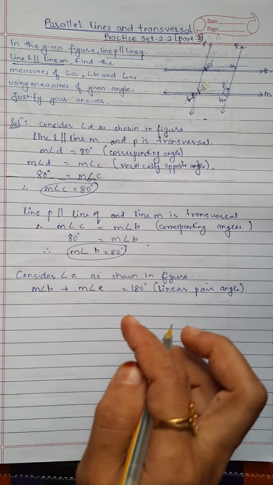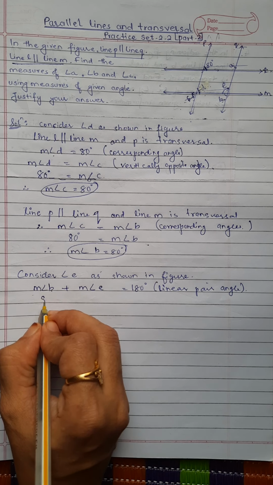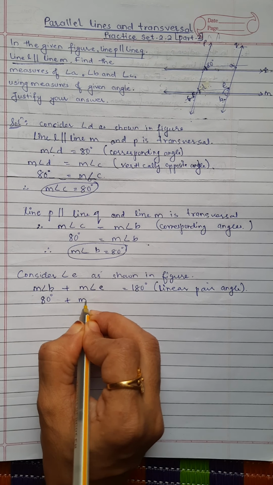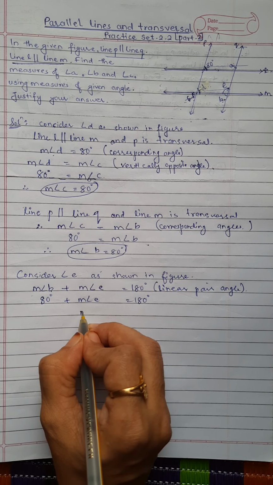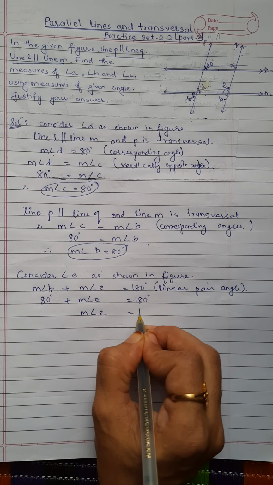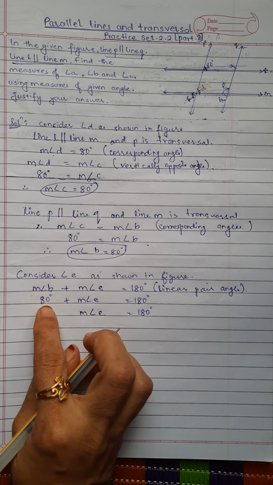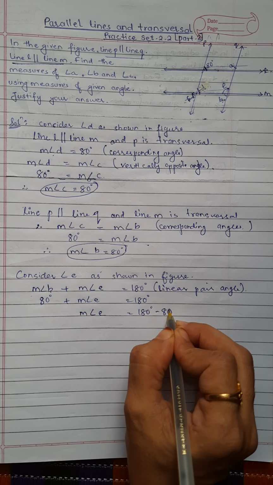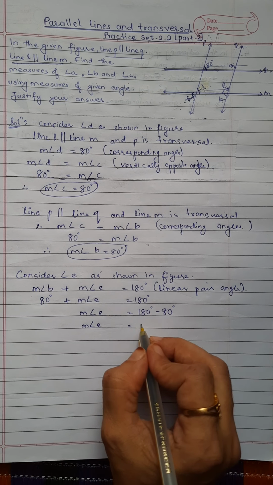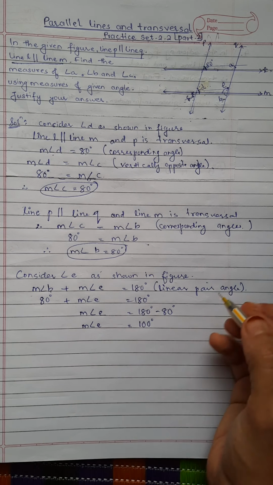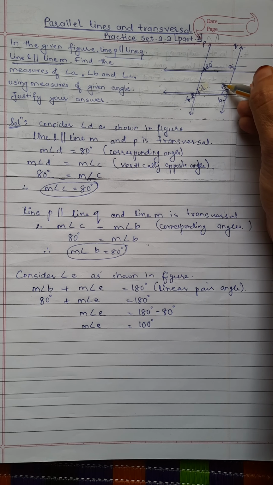You have the measure of angle B. So write the measure of angle B as 80 degrees plus the measure of angle E, keep it as it is, equal to 180 degrees. This is in plus form, bring it here, minus 80. So the measure of angle E will be equal to 180 minus 80, that is 100 degrees. You got the measure of angle E now.